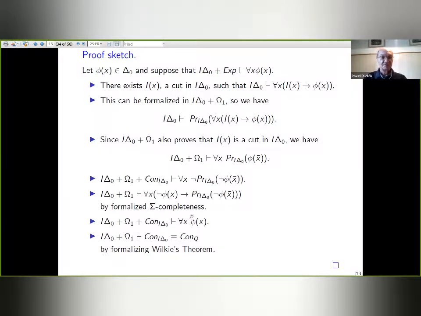And now we only need to add the fact that consistency of I delta 0 is equivalent to consistency of Q, because we promised to prove this for all x using only conQ, not proving consistency of I delta 0. So this is a sketch of the proof of this result. So let's just recall what we proved. We proved that if something is provable in I delta 0 plus x, then it is provable in I delta 0 plus omega 1 plus consistency of Q.